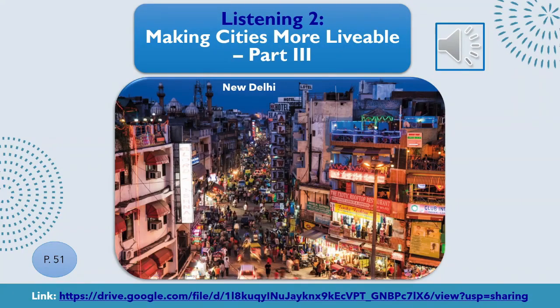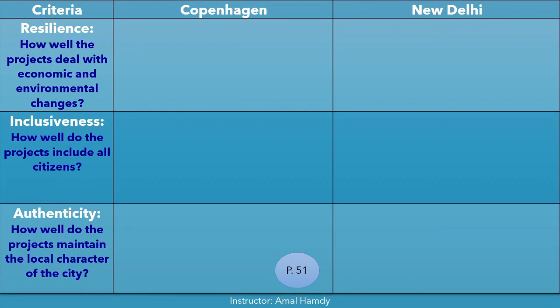Then in part 3, we are going to listen to an Indian speaker. So there will be an Indian accent. And the speaker is going to talk about New Delhi, which is the capital of India. He's going to discuss how they are trying to make New Delhi more livable. On page 51, you will find a table that is divided into 3 columns. You are going to listen to the tracks and fill in column number 2 and 3, the one related to Copenhagen and New Delhi. Column number 1 is the criteria.